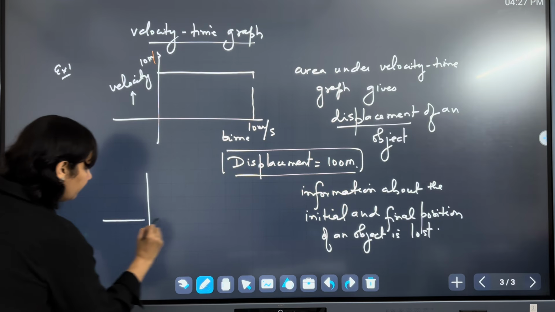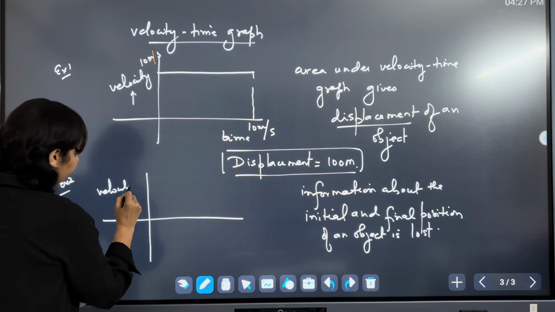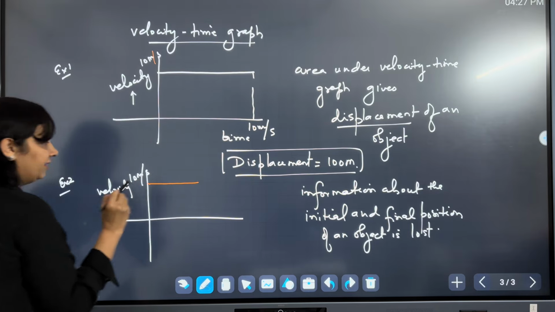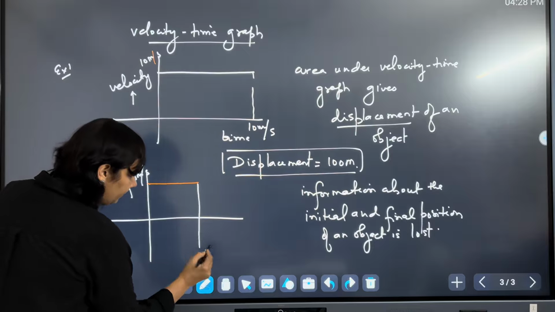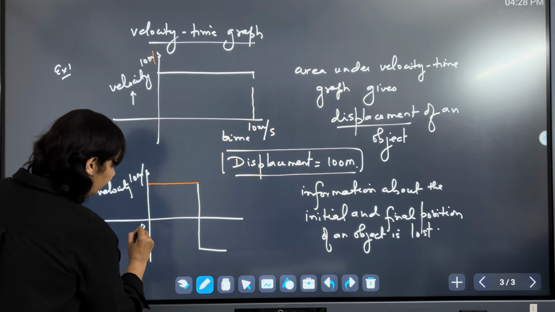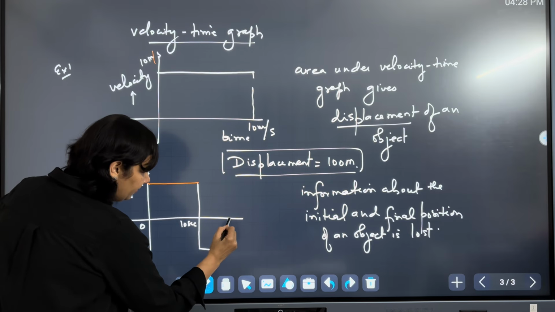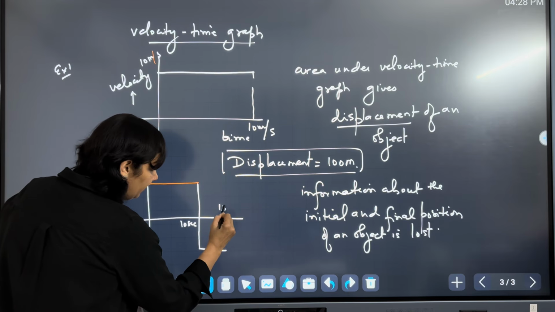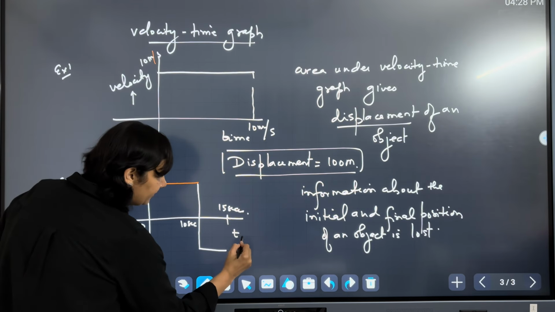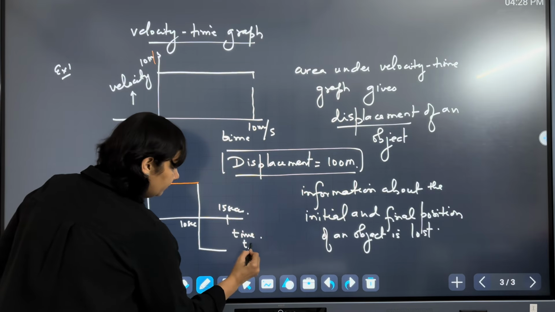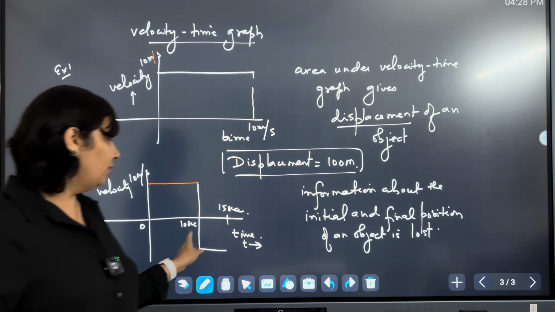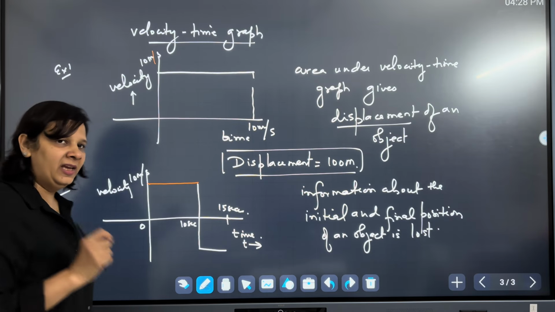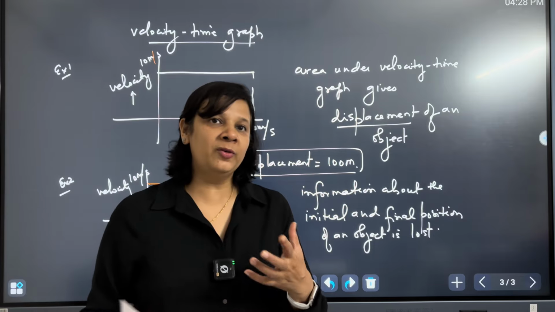Let me take this velocity-time graph, and the object is moving with 10 meters per second in the positive direction, from 0 to 10 seconds, and then 5 seconds more, till maybe 15 seconds. So time is moving like this. Now if somebody asks you how much is the total distance and displacement covered by the object, which one is the area under the curve? The area under the curve will give you the displacement, but first try to think intuitively.